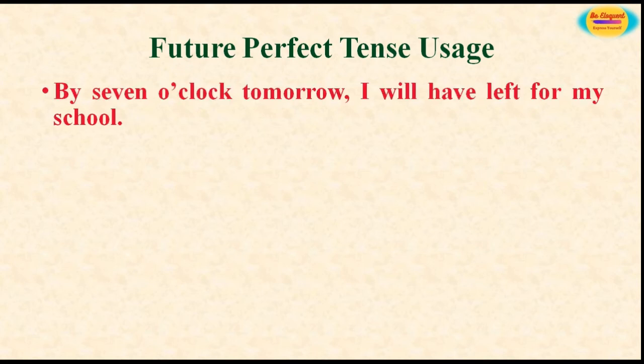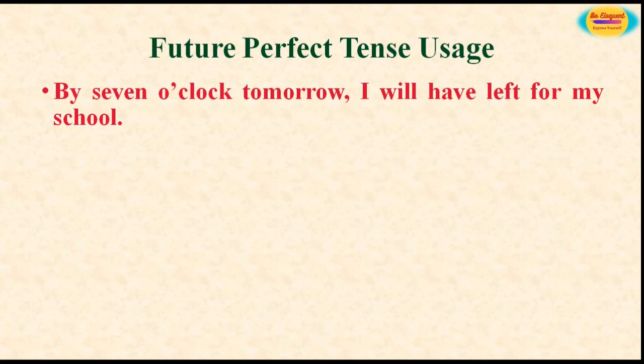The future perfect is used to talk about an action that will finish before a certain time in the future. Look at the example. By 7 o'clock tomorrow, I will have left for my school.